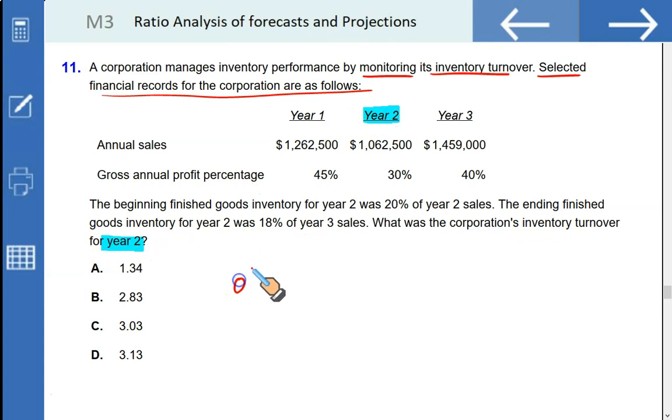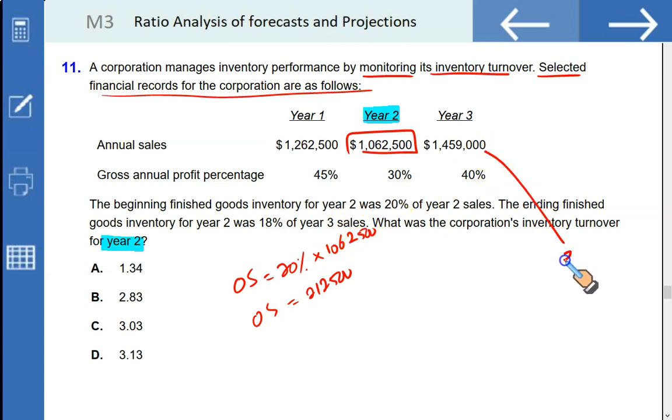It says the opening stock for year 2 is 20% of the sales in year 2. So opening stock is 20% of 1,062,500, and if you simplify, it's going to be 212,500. This is your opening stock. It further says the ending finished goods inventory for year 2 is 18% of year 3 sales. This is year 3 sales, and if you take 18% of this number, you will get 262,620. This is the figure for the closing stock.